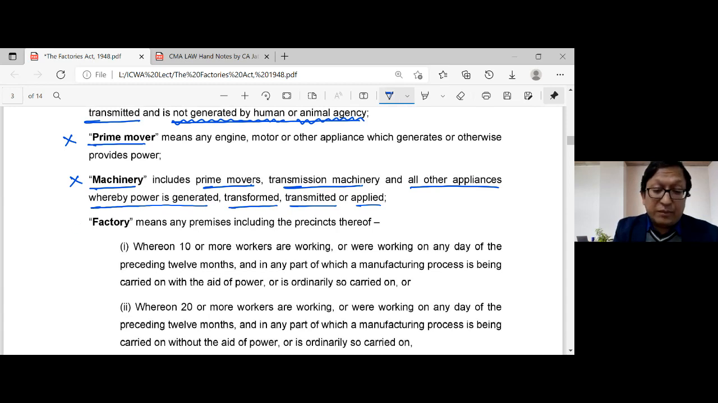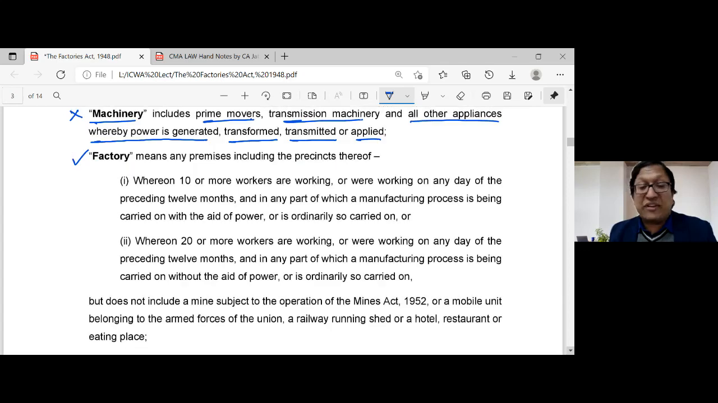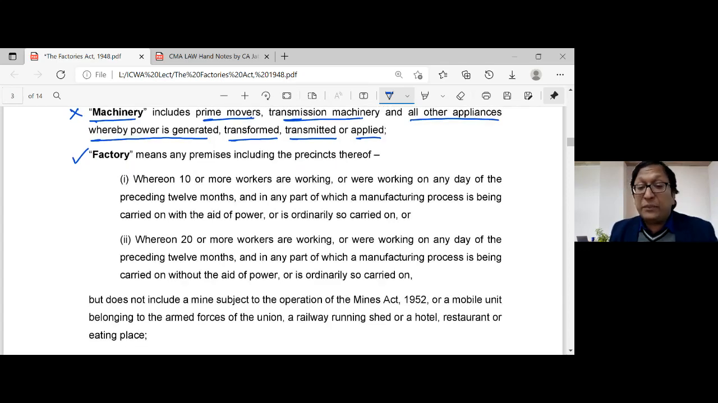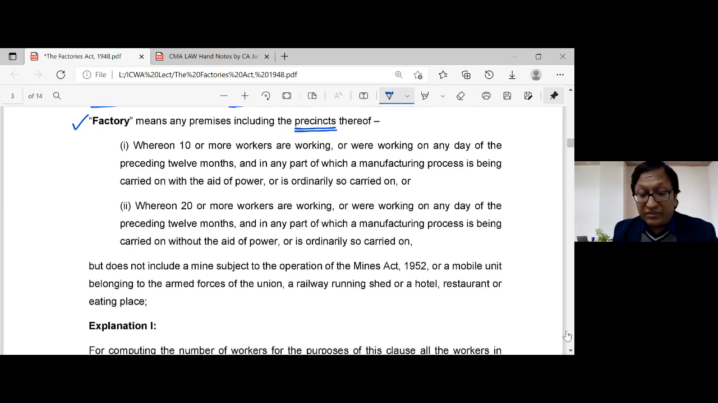Then we have factory, the most important definition under the Factories Act 1948. Factory means any premises including the precincts thereof. Precincts means a place basically bounded by some walls. I have given it in detail later on as well. So factory means a premises whereon 10 or more workers are working, or were working, on any day.